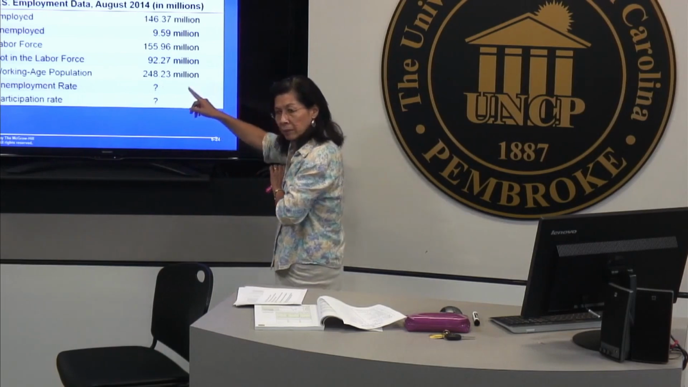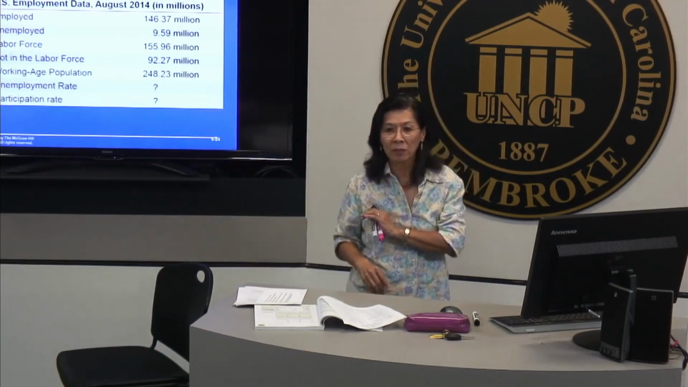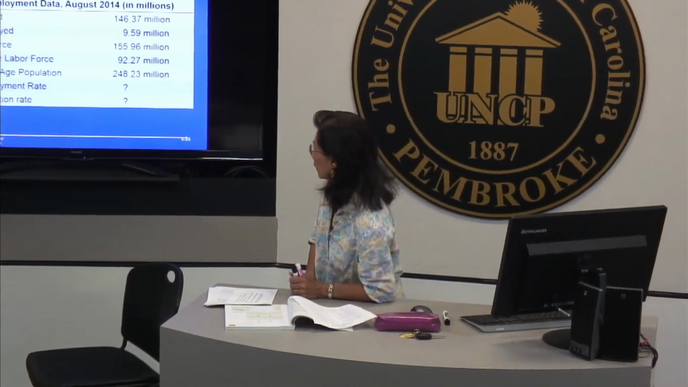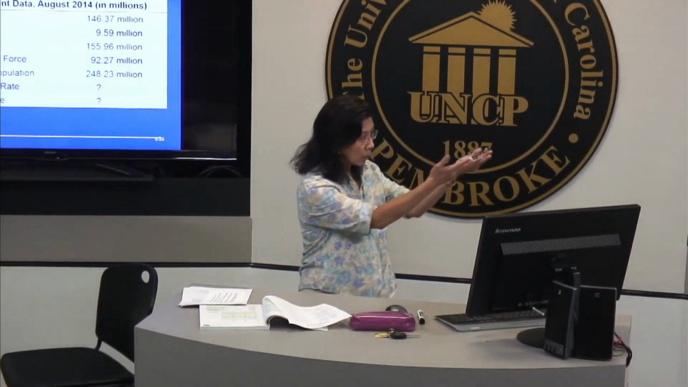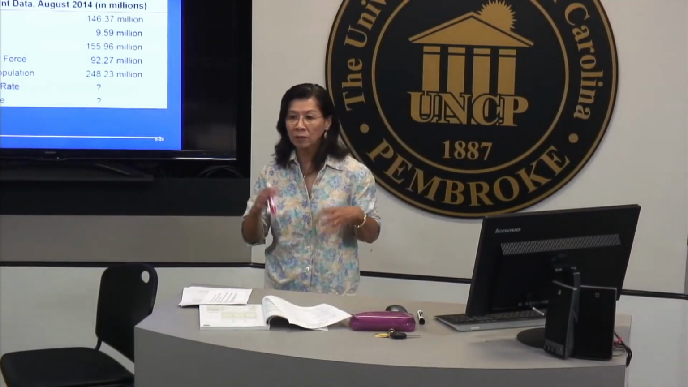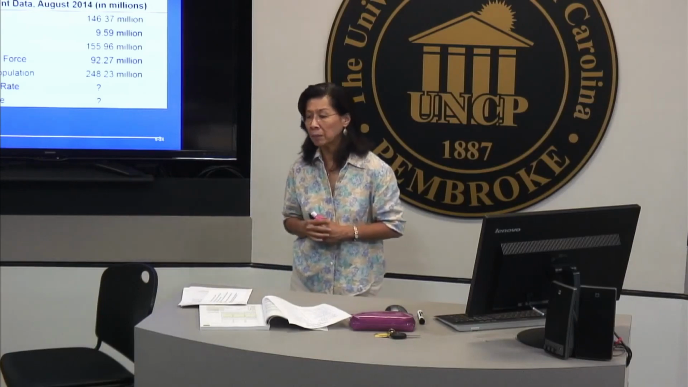And look at the last one, working age population. How do I get that number? Somebody make an observation and tell me. How do I get the working age population or population 16 plus? It's the same. How do I get that number?